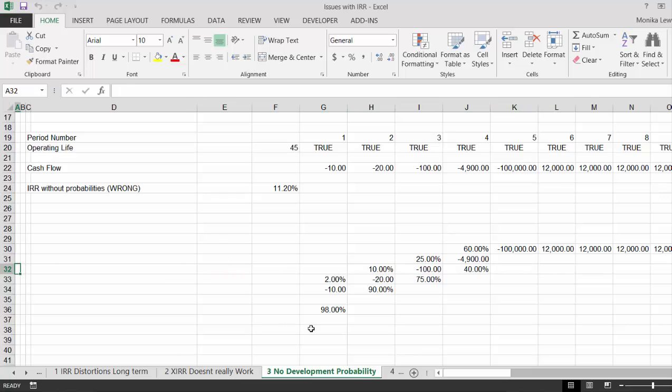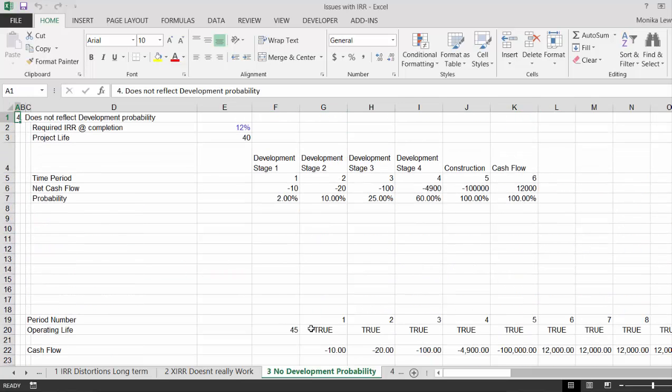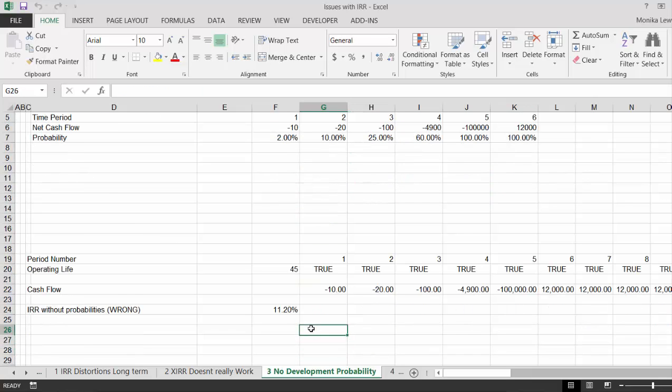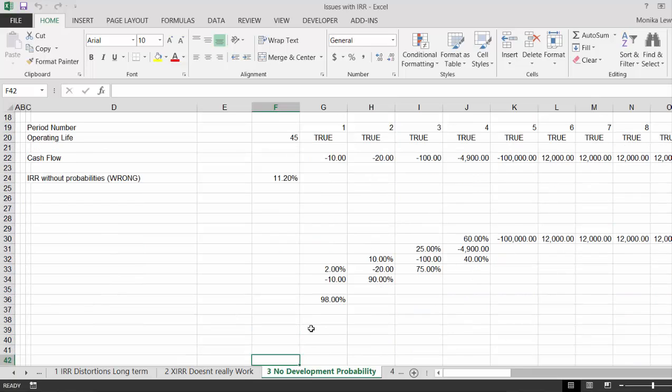Now, when we do all of this, if we put a probability of 100% into all of these cases, we should get exactly the same IRR. I have to admit that I normally don't get that. Okay, and I'll probably make some mistakes, and I'll have to do this.